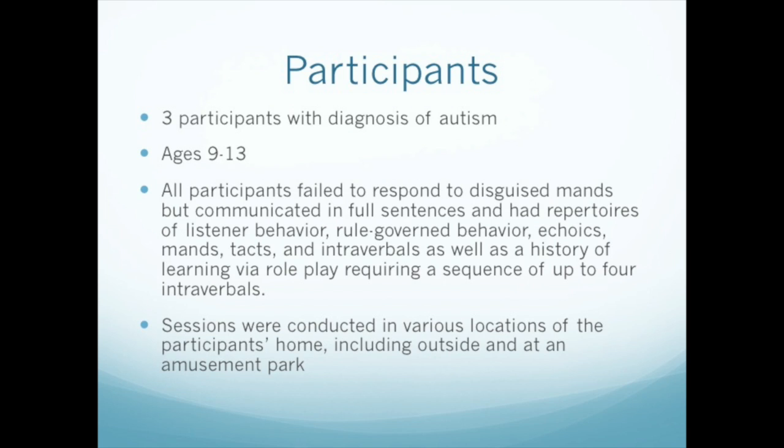This study had 3 participants, all with a diagnosis of autism. Participants ranged in age from 9 to 13 years old. All participants failed to respond to disguised mands, but communicated in full sentences and had repertoires of listener behavior, rule-governed behavior, echoics, mands, tacts, and intraverbals, as well as a history of learning via role play, requiring a sequence of up to 4 intraverbals. Sessions were conducted in various locations of the participant's home, including outside, and at an amusement park.